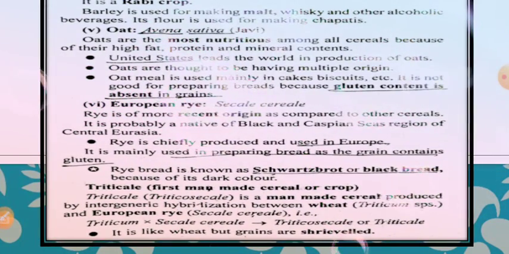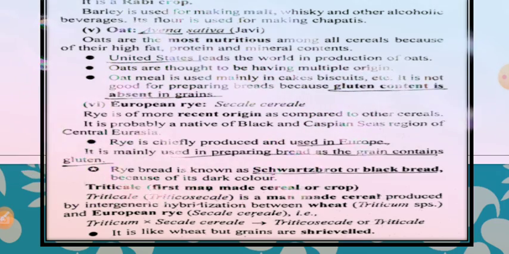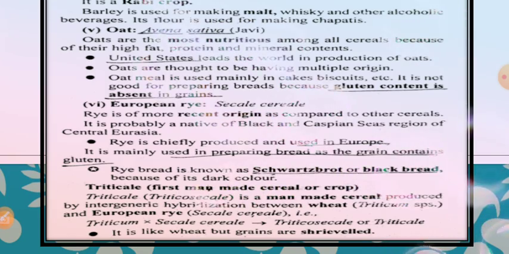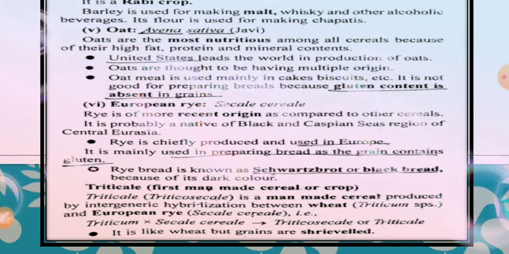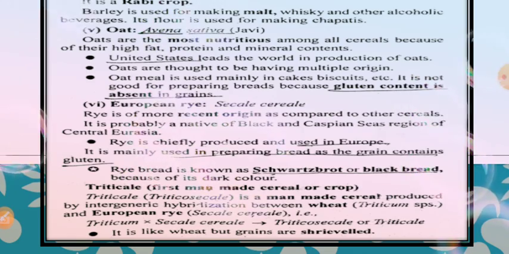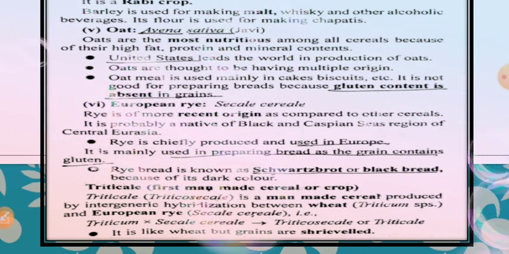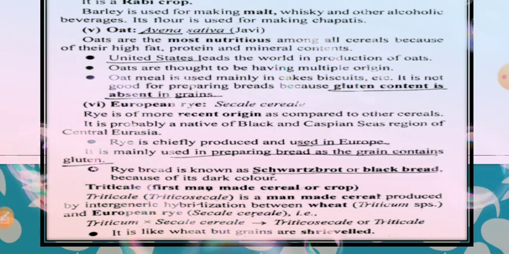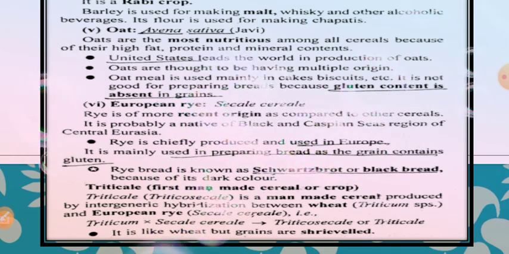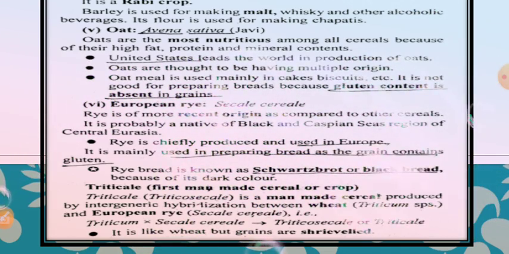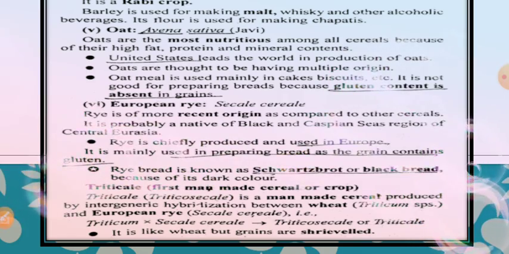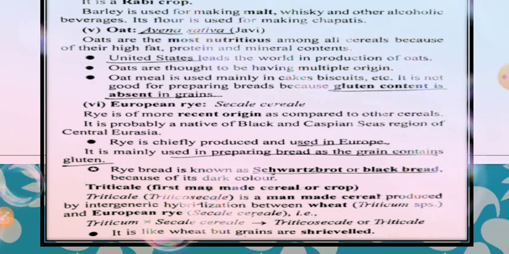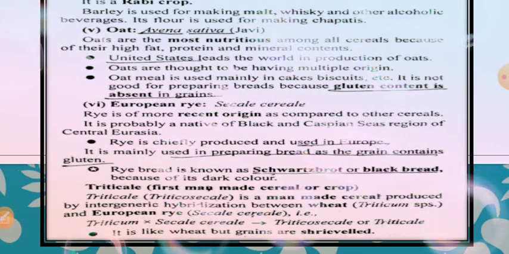Then European rye. European rye is the sickle cereal. Rye is of recent origin compared to the other cereals, and it is probably a native of the Black and Caspian Seas region of Central Eurasia. So this is a newly discovered crop, and its name is sickle cereal or European rye. Rye is mainly found in Europe, and it is used to prepare bread as the grain contains gluten.